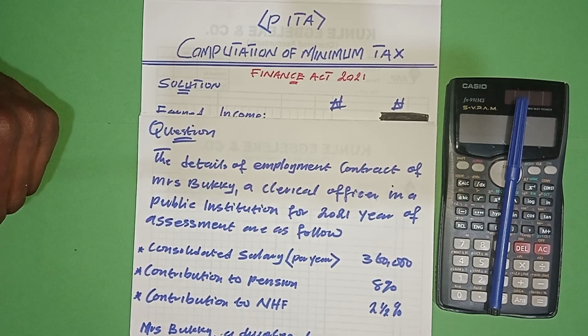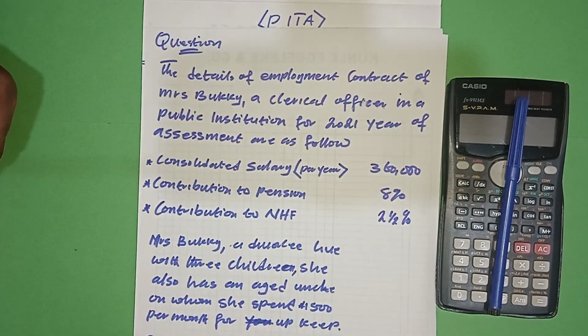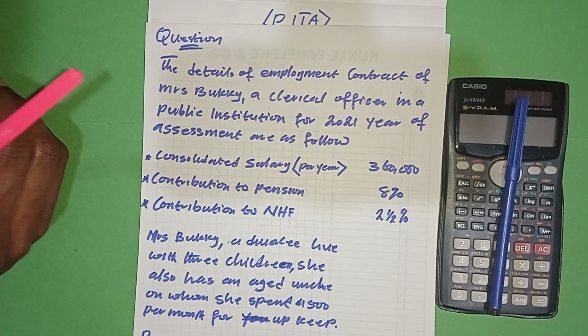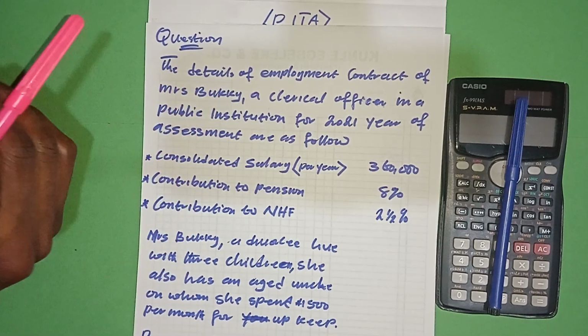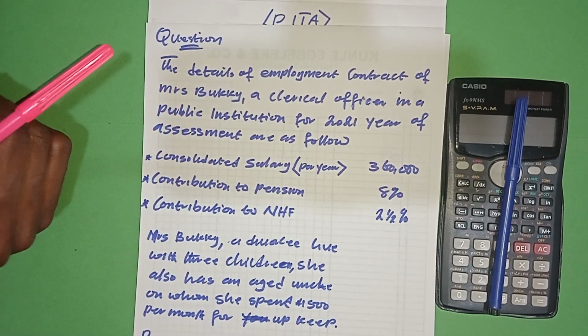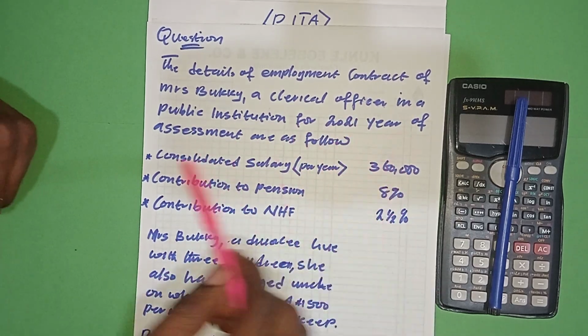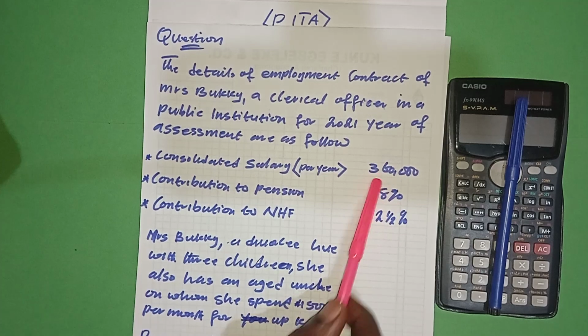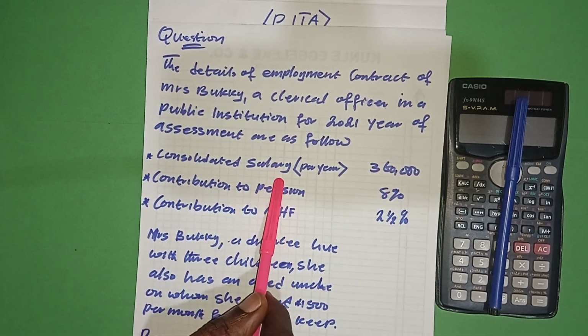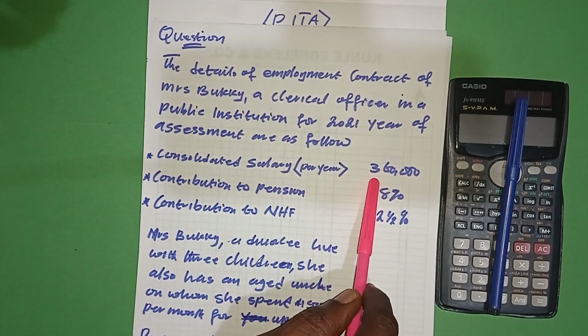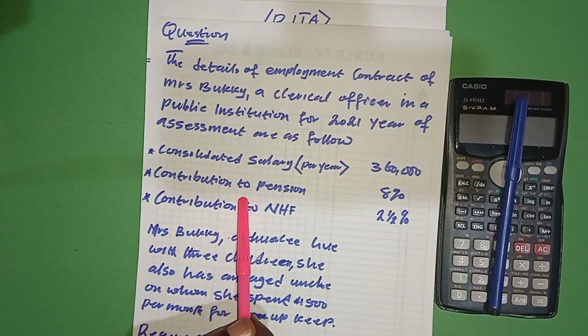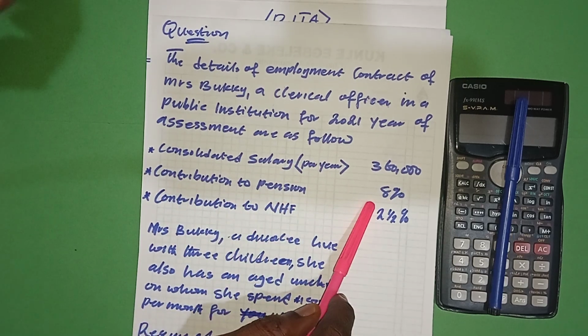This question says, the details of the employment contract of Ms. Becky, a clerical officer in a public institution, for the 2021 year of assessment are as follows. Consolidated salary per annum, 360,000. Contribution to pension is 8%.